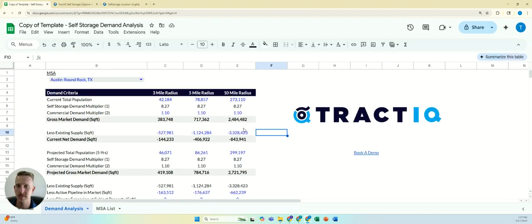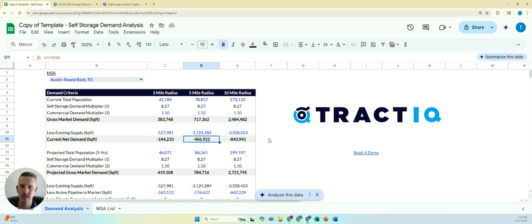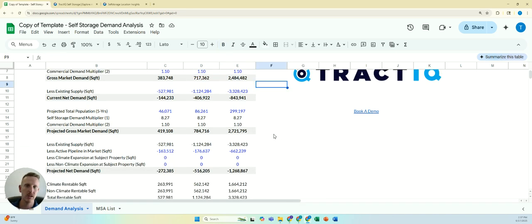You'll see that within 5 miles there's already 1.1 million square feet of self-storage, resulting in a net demand of negative 400,000 square feet of self-storage. So it looks like there's an imbalance between demand and supply. There's more supply than what is needed right now, which is not a great sign, but maybe this is a high growth area, and within 5 years it'll be balanced out a little more and the numbers will look a little better. So let's take a look at that.